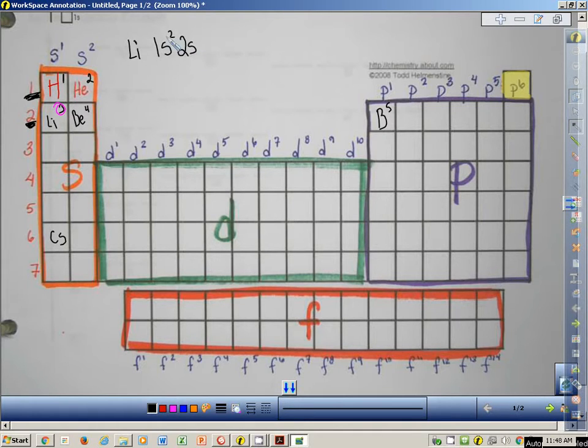How I come up with this superscript number is based on which of the columns I'm in. If I'm in the first column, I write a superscript 1. If I'm in the second column, I write a superscript 2. Which one am I in if I'm right here at lithium, where my pen's at? 1. So I write 2s1. Slightly better?